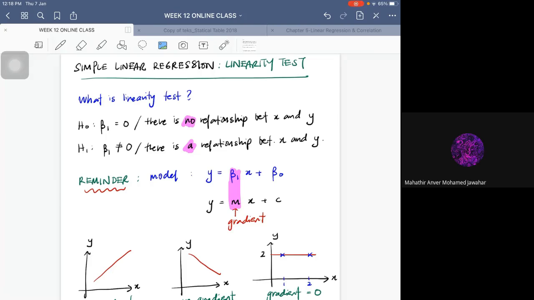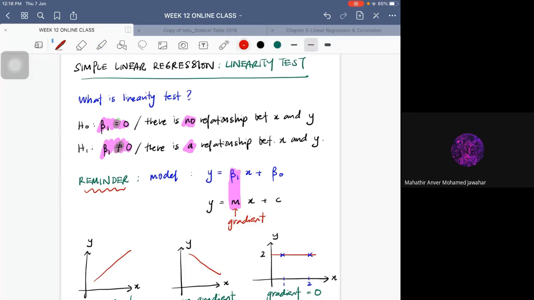Okay, first of all, I'm going to explain what the linearity test is. Basically, there is a test with this particular null hypothesis. So we are testing whether beta 1 is equal to 0 or beta 1 is not equal to 0. The idea is pretty much similar to what we discussed in chapter 3, whereby whatever goes with an equal sign goes to the H null, and whatever is unequal will be on the alternative.